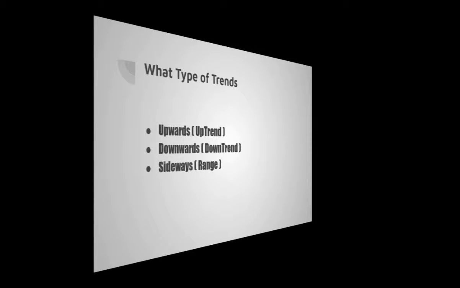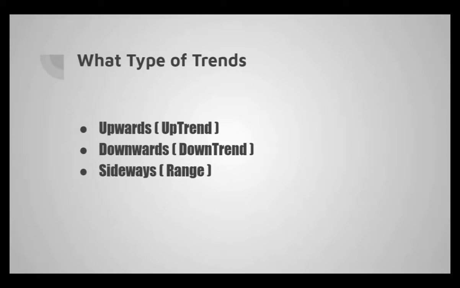The three different types of trends: you have an upwards trend, a downwards trend, and a sideways trend. An upwards trend, also known as an uptrend or a bullish trend. A downwards trend, also known as a downtrend or a bearish trend. Then you have a sideways trend, what we also call a ranging market. It's just pretty much where the market just moves sideways.